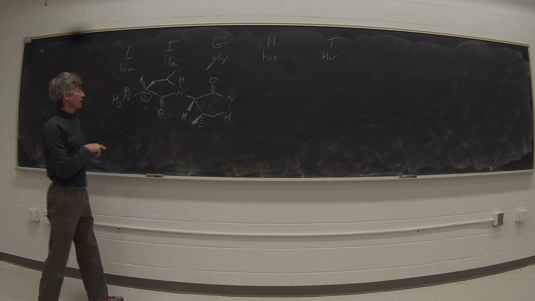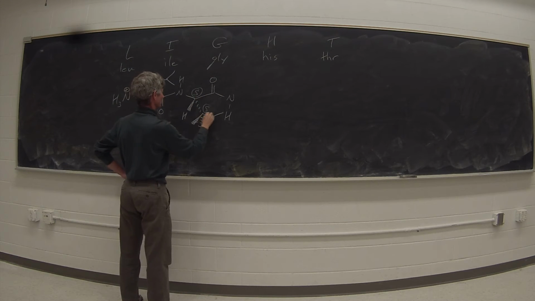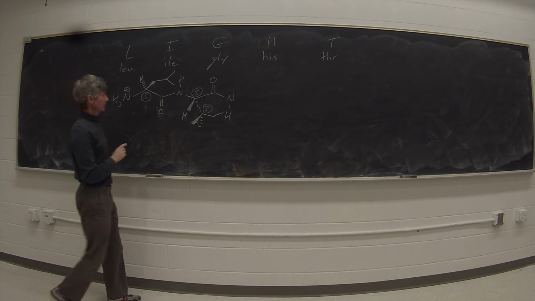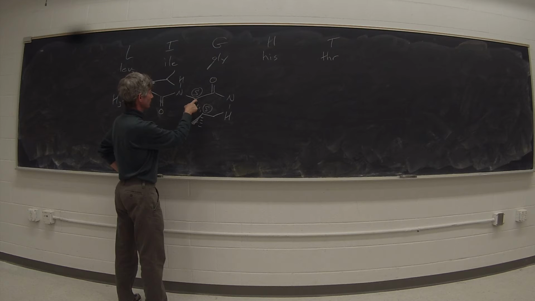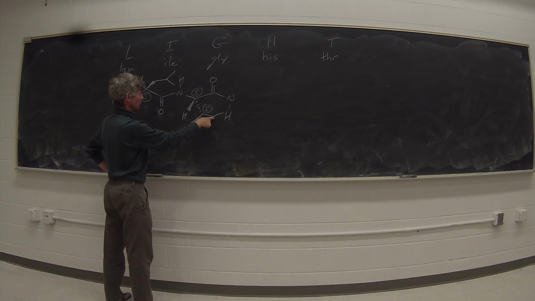We need that to be the S stereocenter. We already know this one's the S stereocenter. That's also the S stereocenter. The carbon here that's attached to nitrogen is number 1. The ethyl group is number 2. The methyl group is number 3. And the hydrogen is number 4.